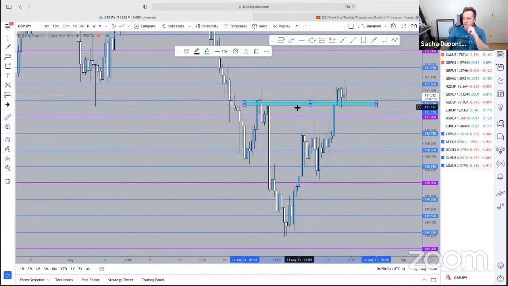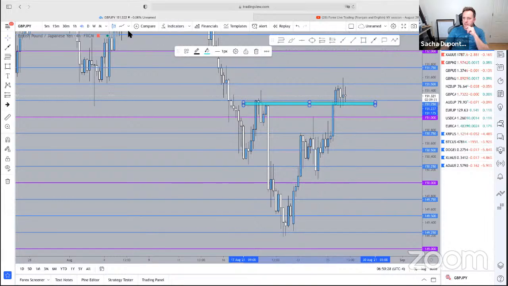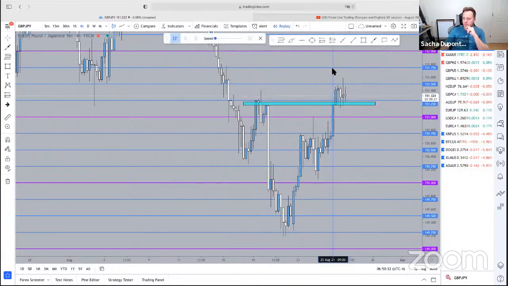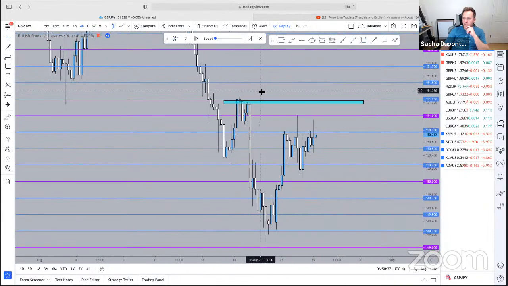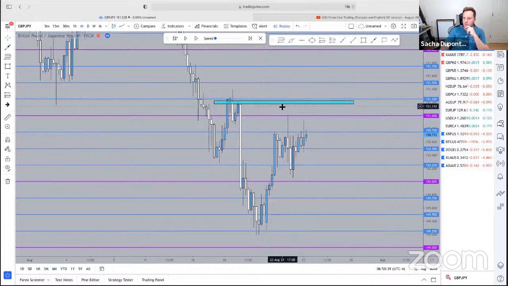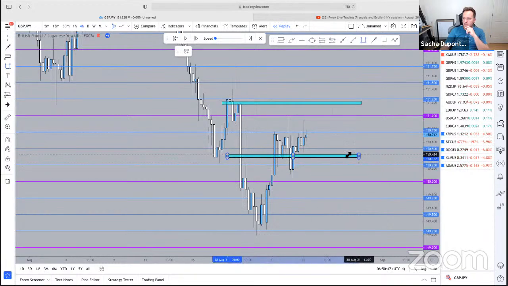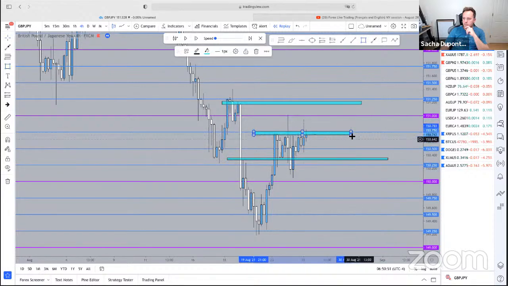So this is the zone that just got broken, right? So this one. What I like to do is get the replay mode. So what I like to do is do my zone based on what happened before and understand the story before doing my new zone. So looking at this would have been my zone. And now I want to see what happened, right?